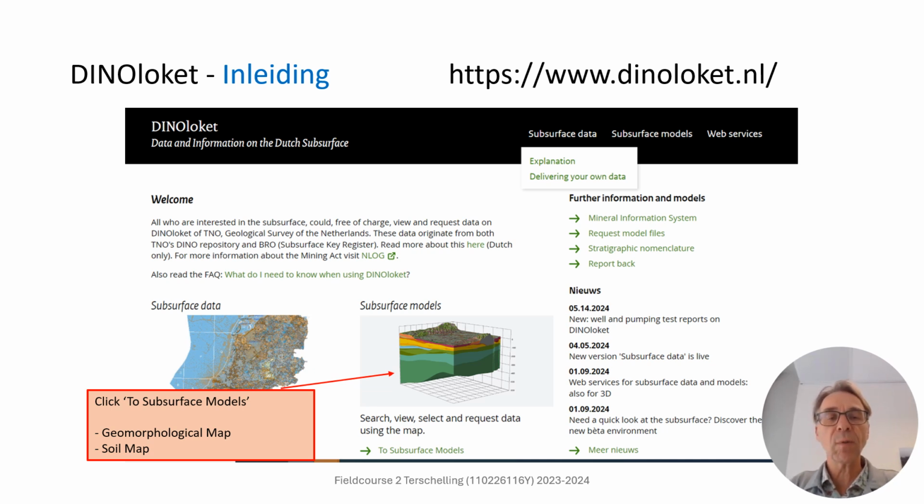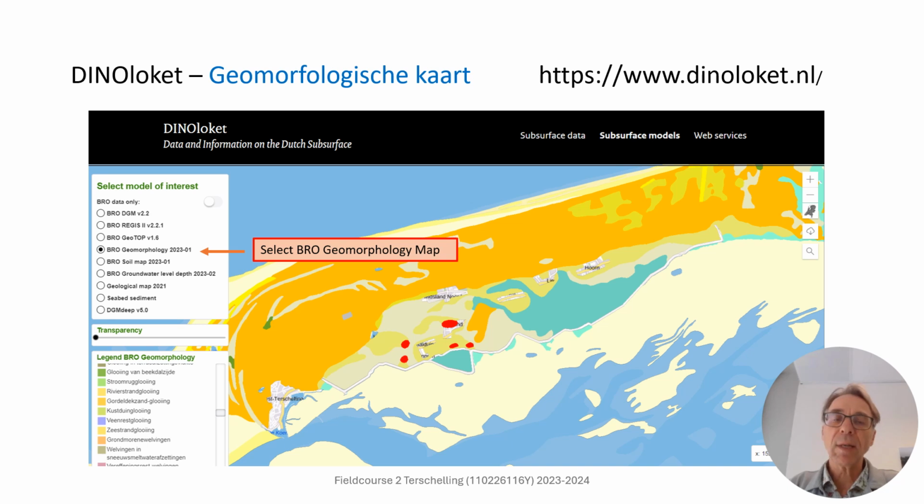Let's now go over to some more subsurface models, as far as the geomorphological map and the soil map. Later we'll see the geological map. For the geomorphological map, you just have to select it here from the geomorphological models. We can look at the whole island from a geomorphological perspective. We'll go through it step by step. We can see different units making it up, and by clicking on the map, we can see what these geomorphological units are.